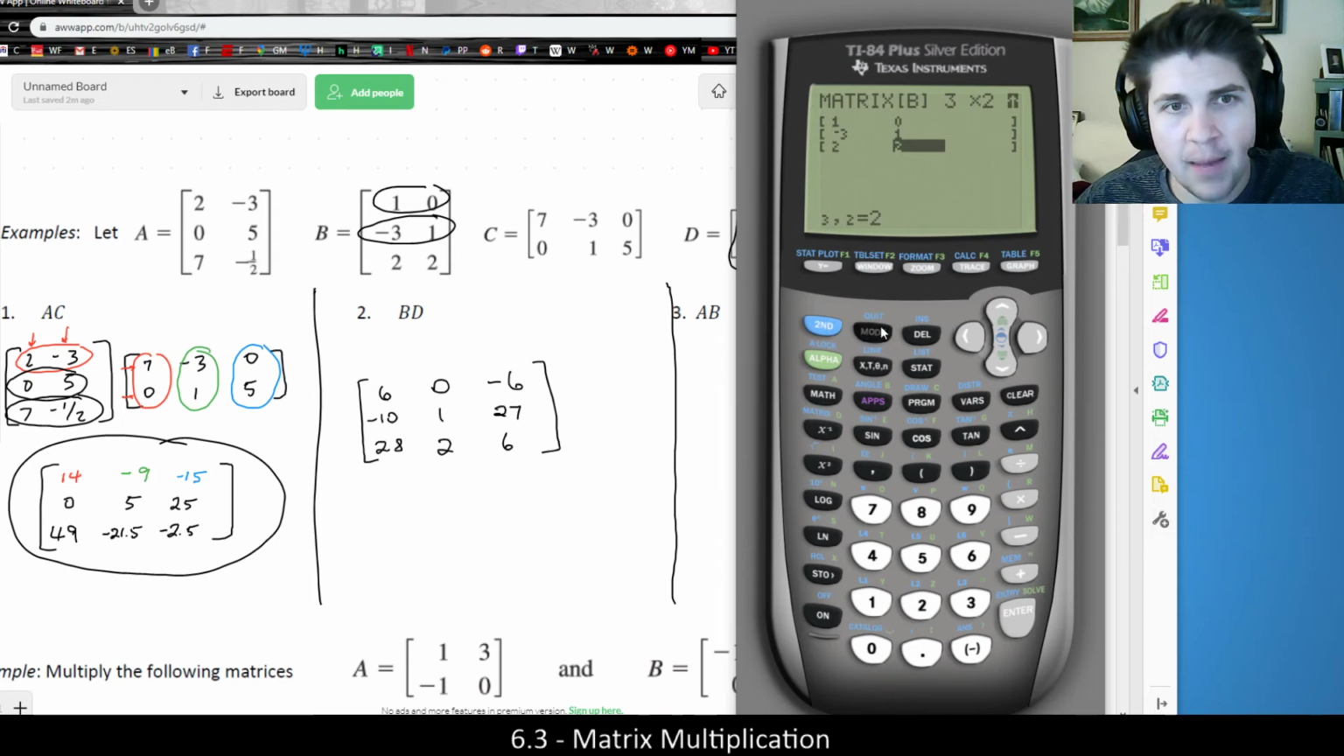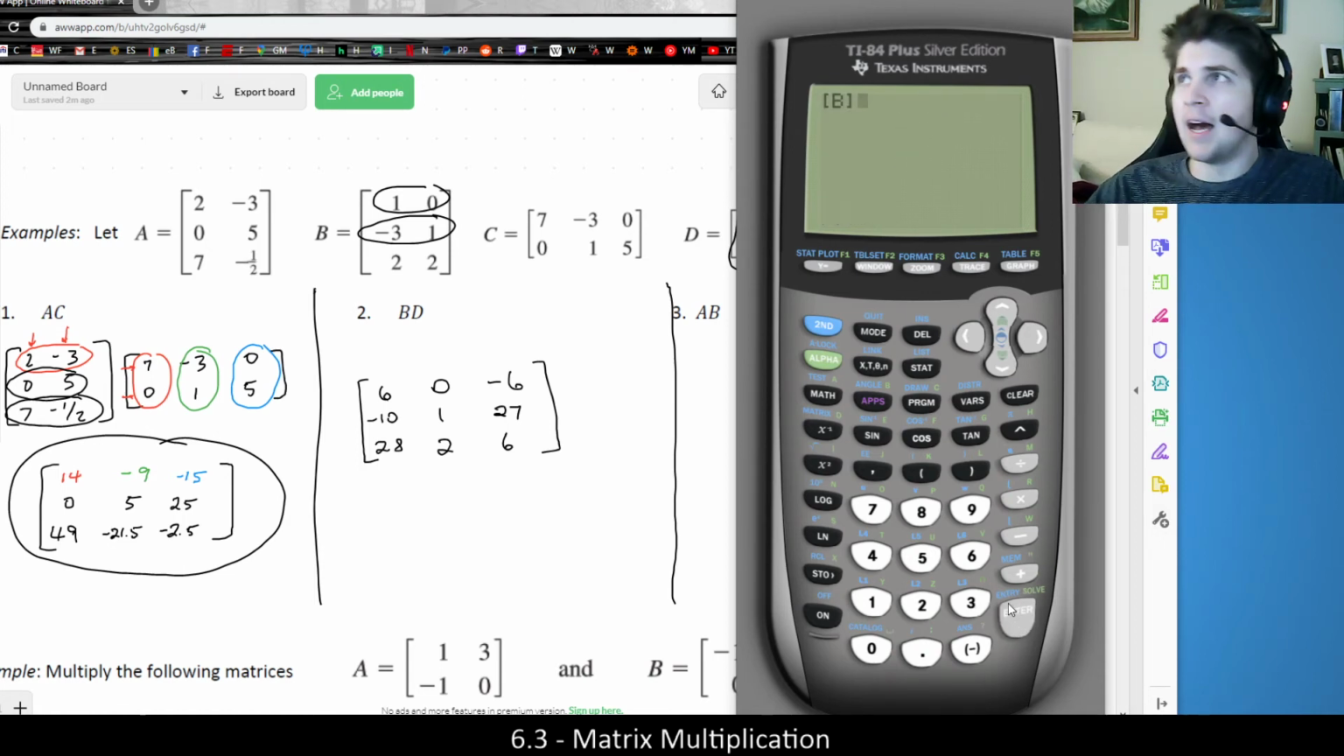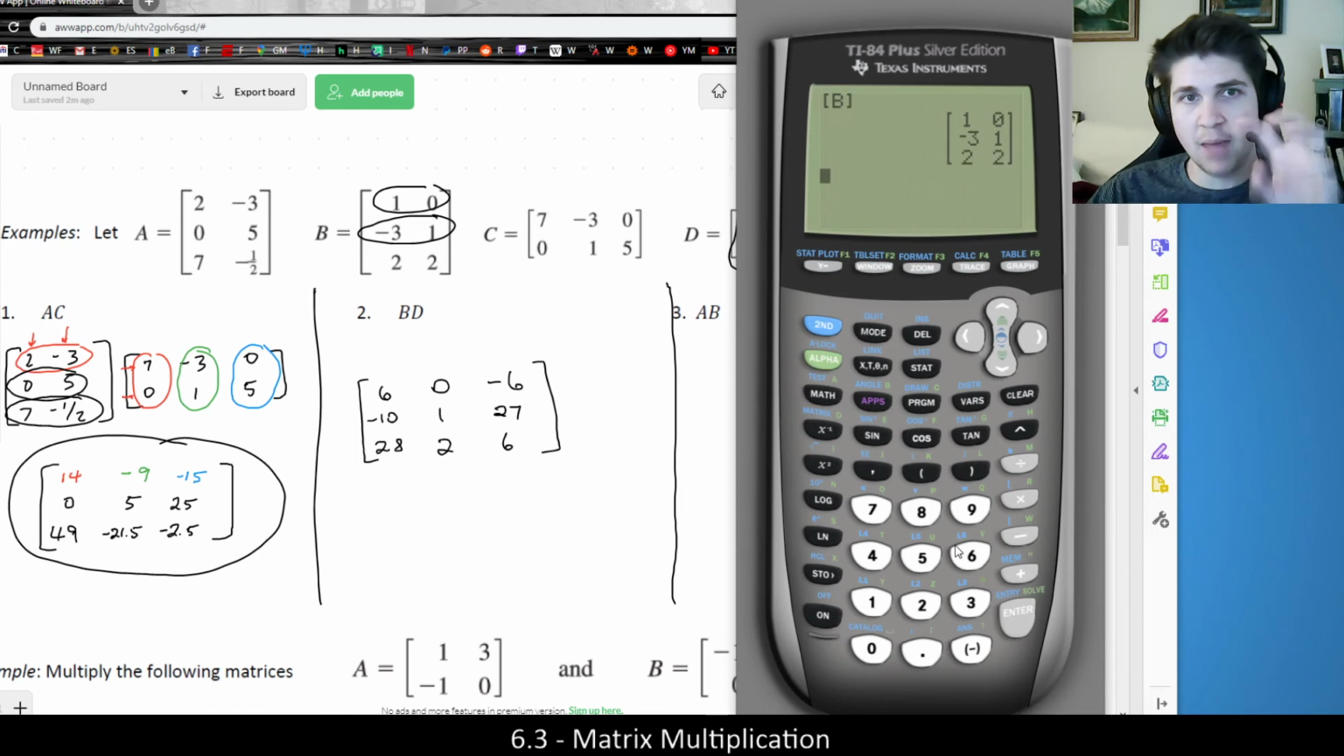Now, if I go back to my main entry screen by hitting quit, I could then enter that matrix and do math with it in my calculator by going back to the matrix menu. Notice that now matrix B is appearing as a 3 by 2 matrix. And if I hit enter right there, that will now put it into my normal math screen. And your calculator is going to then do math with B.